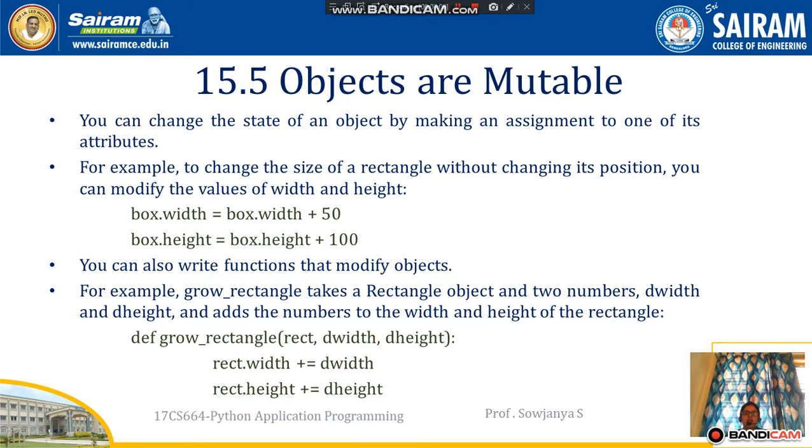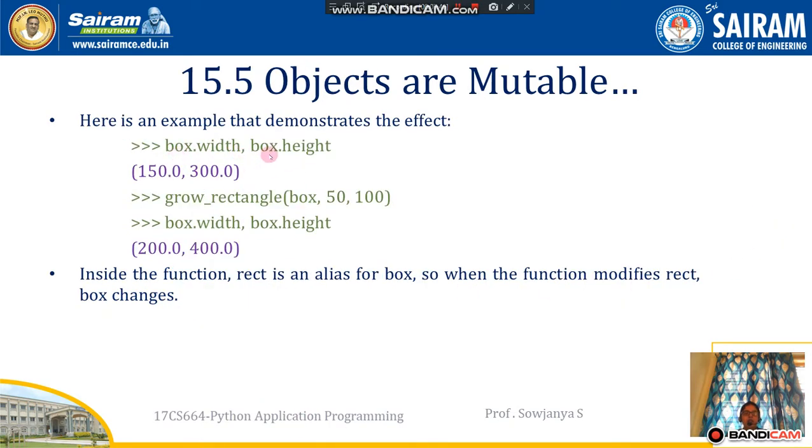Then the other way is you can also write functions that modify the objects. How can we do that? For example, I have a user defined function, that is grow rectangle. You are calling the arguments as rect, d width and d height. That is, it will take the rectangle object and two numbers, d width and d height, and add the numbers to the width and height of the rectangle. Rect dot width plus d width, incrementing by the d width value. In a similar way height will also be incremented. So 100 plus 50 will be 150, then 100 plus 100 will be 200. Now box dot width and box dot height values will be 150 and 300.